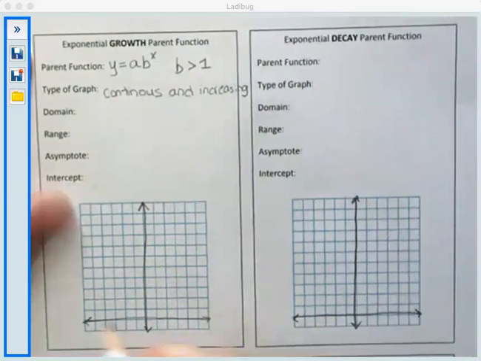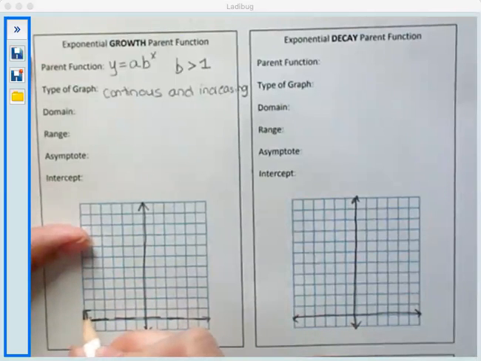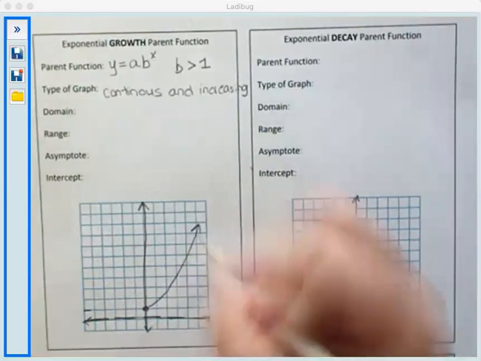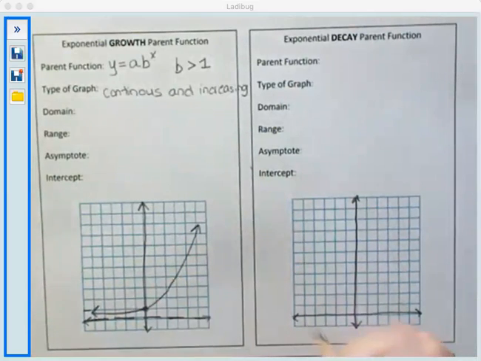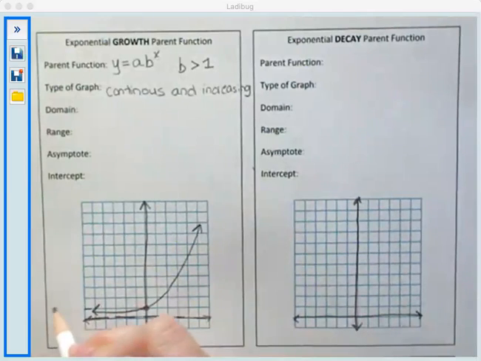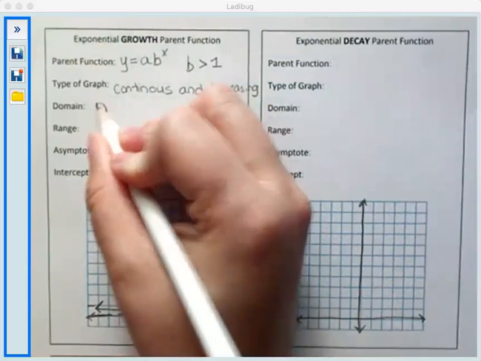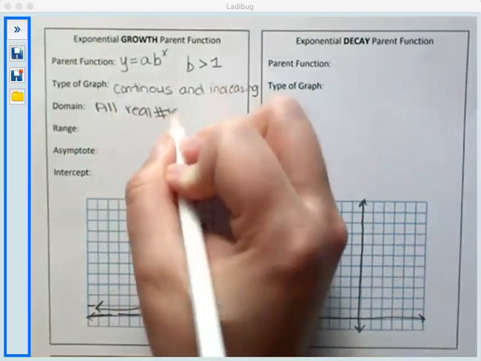For our parent function, our asymptote is going to be 0. So our asymptote is 0. And we are going to be intercepting at 0, 1. So our graph essentially is going to be growing, increasing to the right. Okay. So our domain, we see it goes as far left as it can, as far right as it can. So we know our domain must be all real numbers.